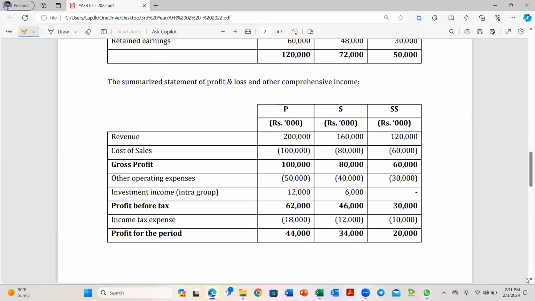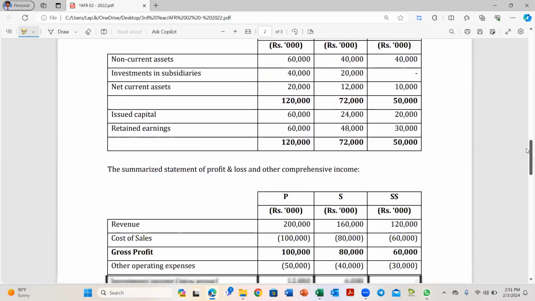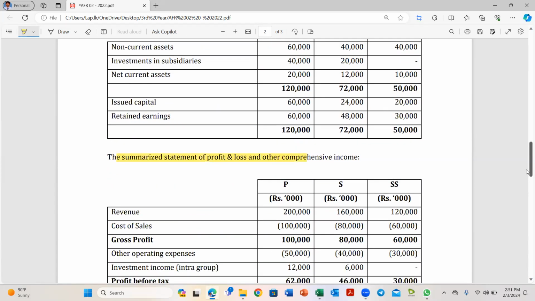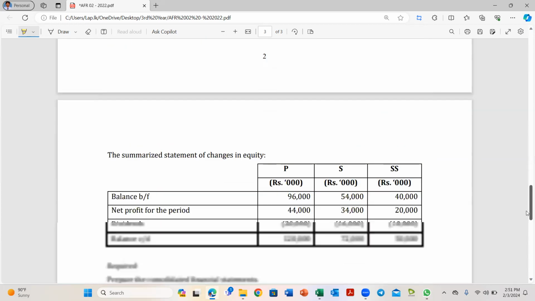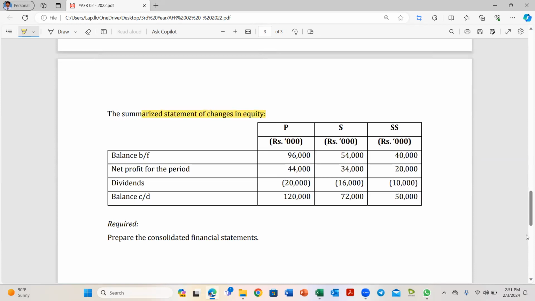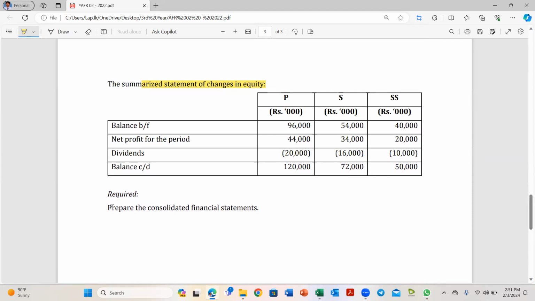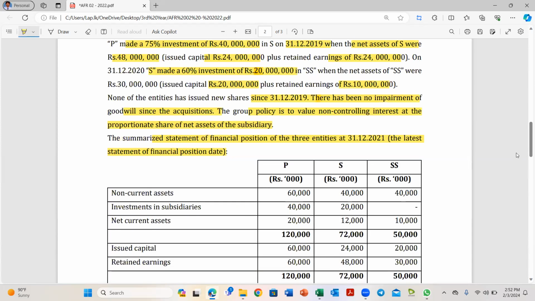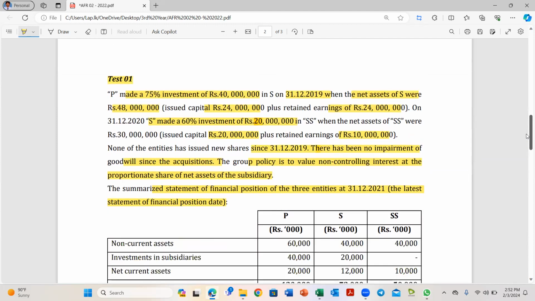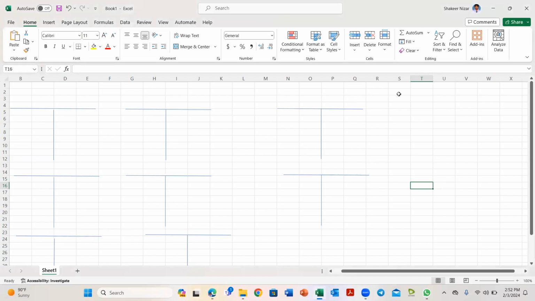So you have the comprehensive income, the P&L, and you have, I think, the SOFP and the consolidated changes in equity statement. Required: prepare the consolidated financial statement. So we want to firstly prepare the consolidated financial position, right? P made a 75% investment to acquire S. So we want to firstly sketch a diagram.